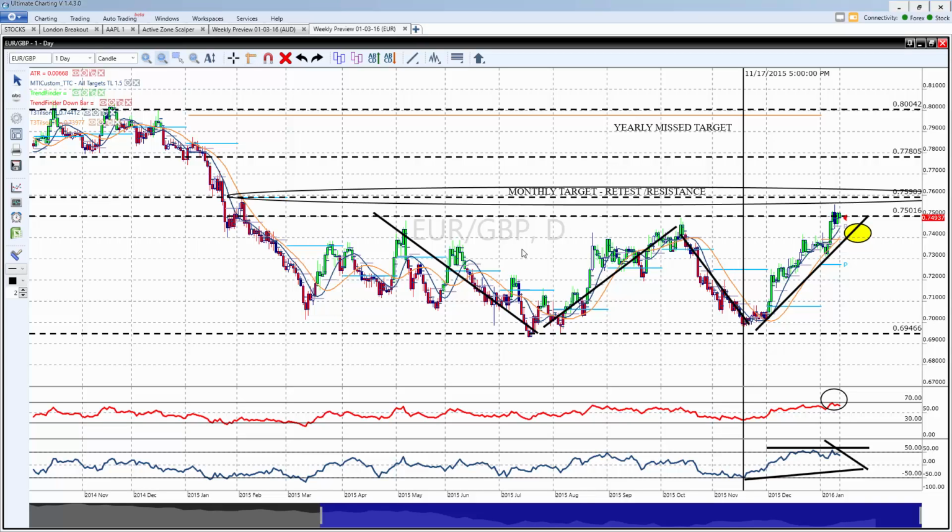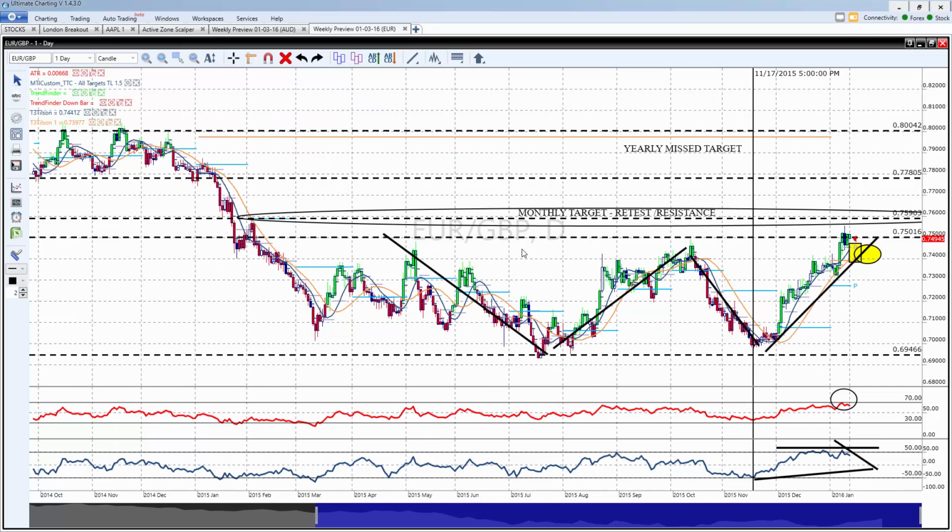Okay, so that's daily here. So the risk is, let me, the box, risk is this much, and the profit target is right here. Okay, that's a good risk reward.